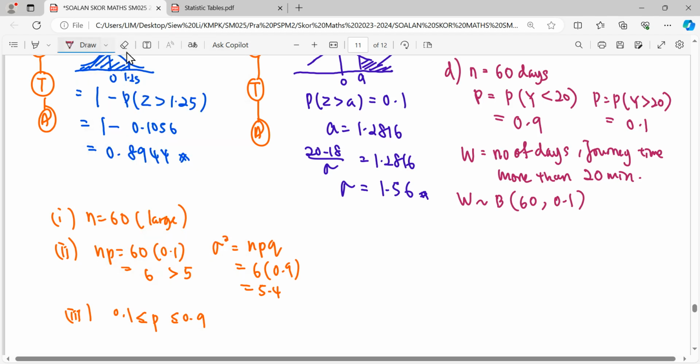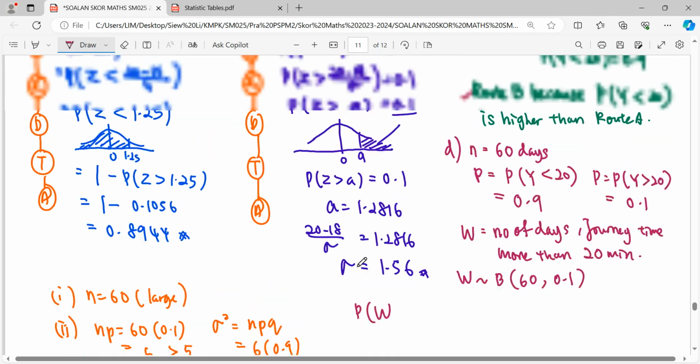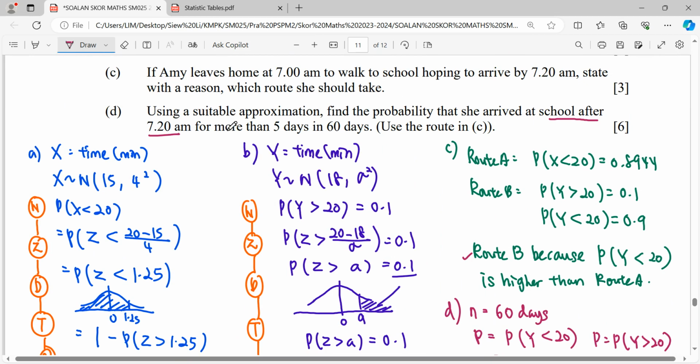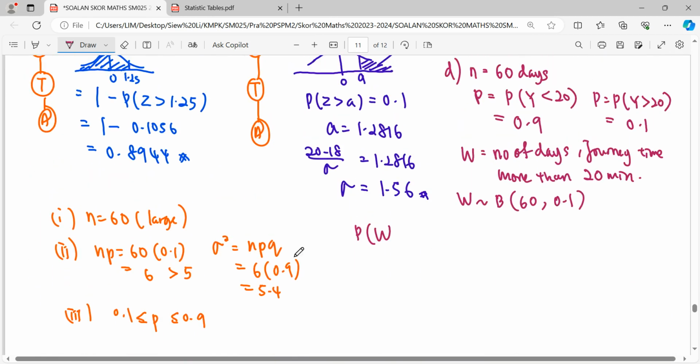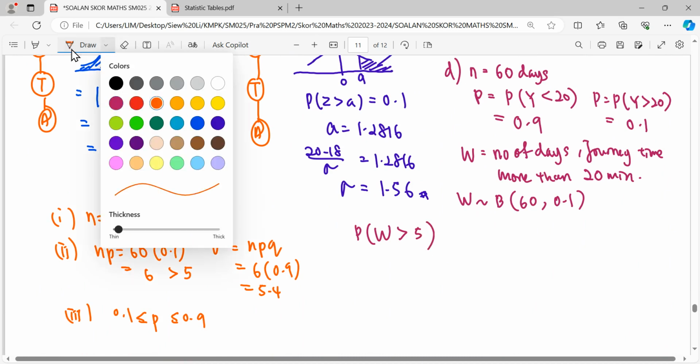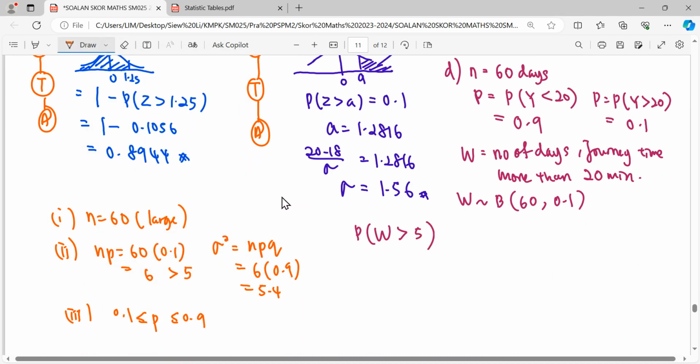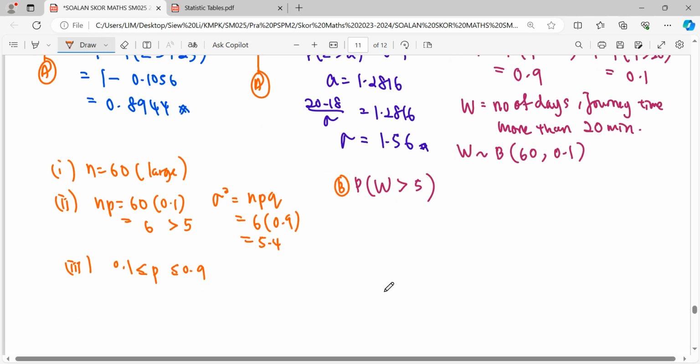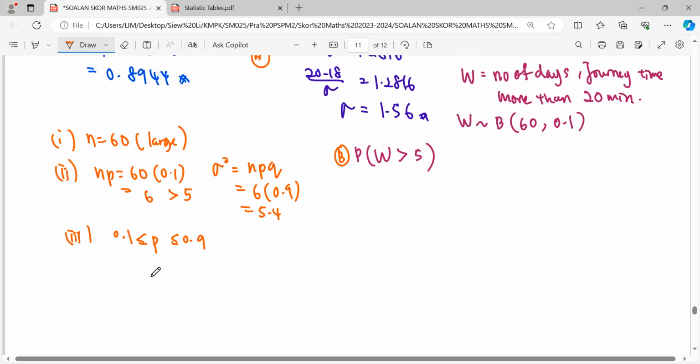And then when we come back to the question, we want to find the probability of the number of days which is more than 5 days. So with this question, our W originally comes from binomial, but the condition of the binomial here cannot be fulfilled. So we change to normal and then standard normal and then use the table to find the answer.